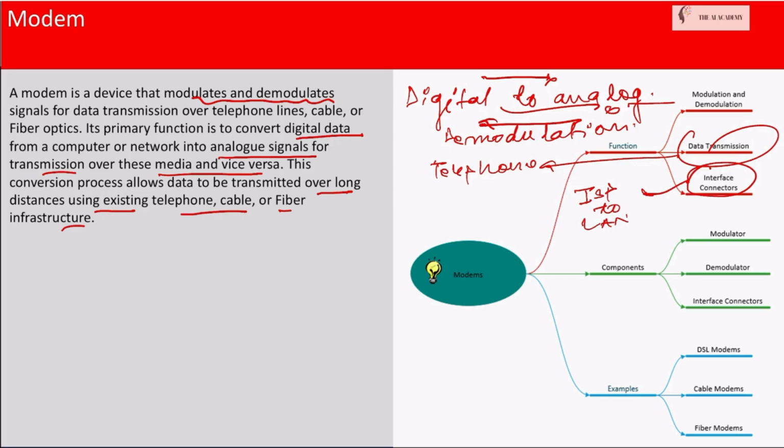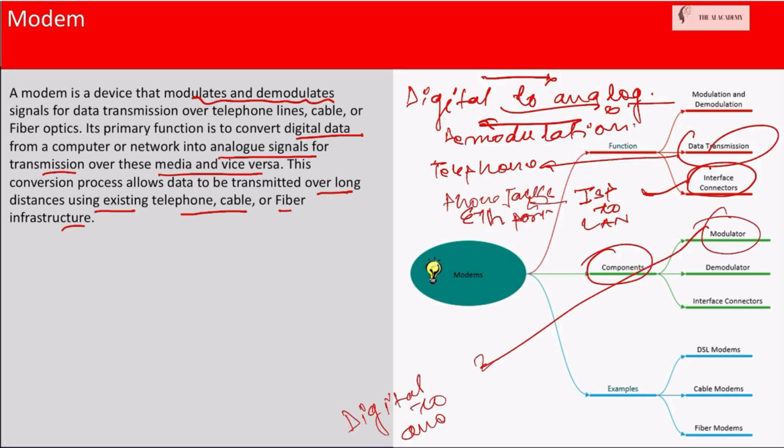Interface connectors. Modems have interface connectors for connecting to the ISP infrastructure and the local network. These connectors vary depending on the type of modem and the medium used for data transmission. Common connectors include phone jacks for DSL modems, coaxial cable ports for cable modems, and fiber optic ports for fiber modems. Ethernet ports are also included for connecting the modem to a router or directly to a computer. Let us now look into the components of modems.